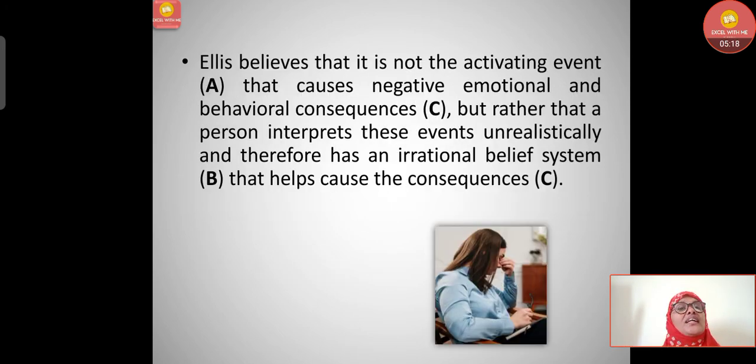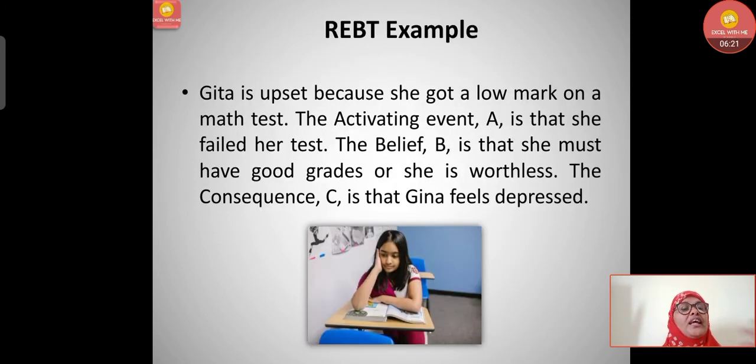Ellis believes that it is not the activating event A that causes negative emotional and behavioral consequences C, but rather that a person interprets these events unrealistically and therefore has an irrational belief system, that is B, that helps cause the consequences. Ultimately, what Ellis wants us to understand is that generally people think the event A is the cause of whatever sorrow they have. But no, Ellis says it is B, that a person interprets events unrealistically. Some unrealistic, irrational assumptions become the beliefs that are the main reasons for the sorrow and whatever distress that person is having. So this ABC model has been explained by Ellis.